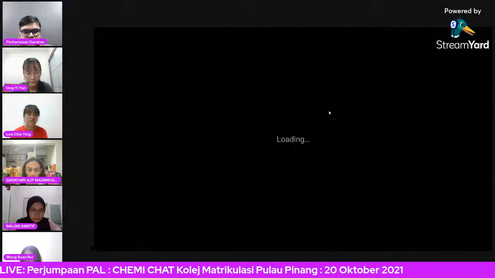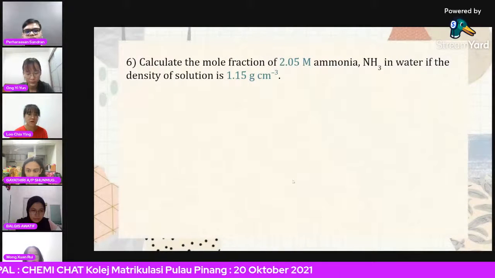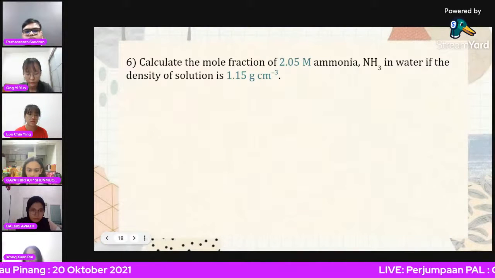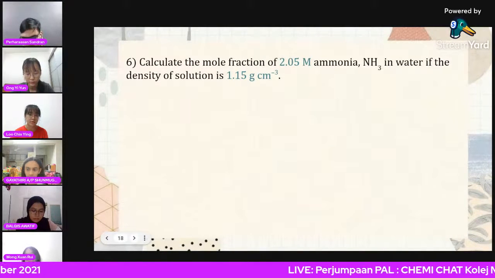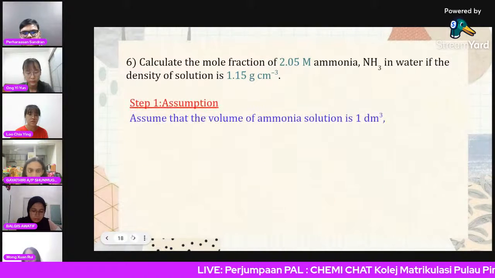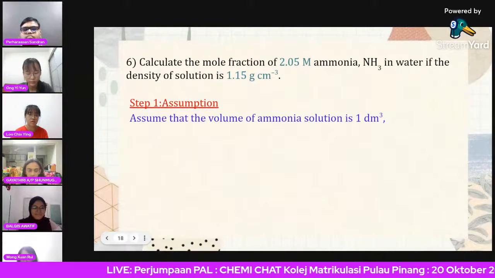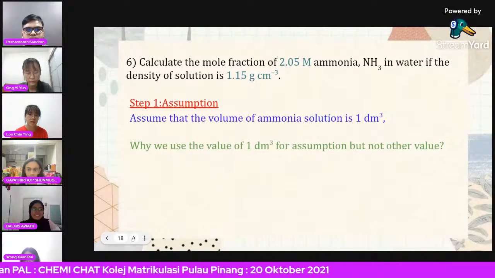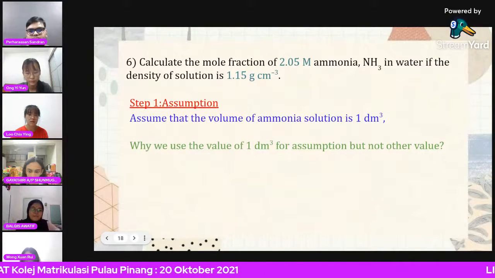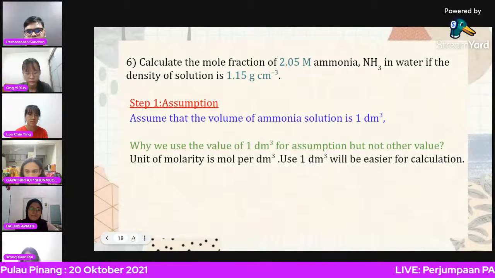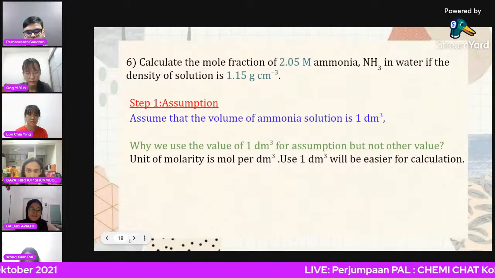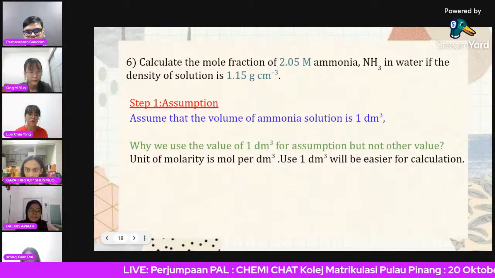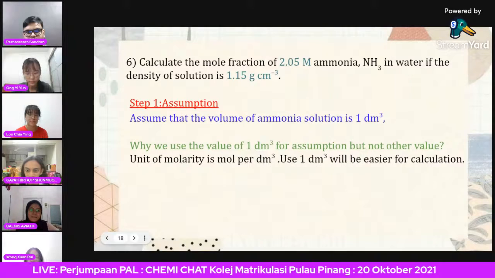So the sixth question asks, calculate the mole fraction of 2.05 molar ammonia in the water if the density of solution is 1.15 gram per cm cube. First, we need to assume that the volume of an ammonia solution is equal to 1 dm cube. Why do we use the value of 1 dm cube as the assumption but not another value? This is because the unit of molarity is mole per dm cube, so using 1 dm cube will be easier in our calculation.